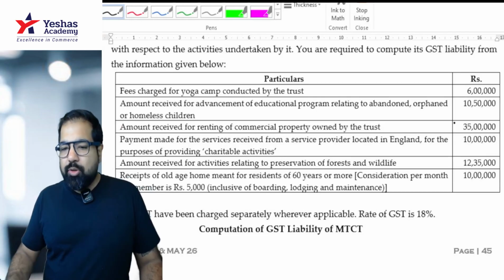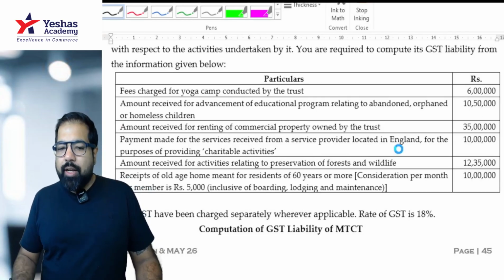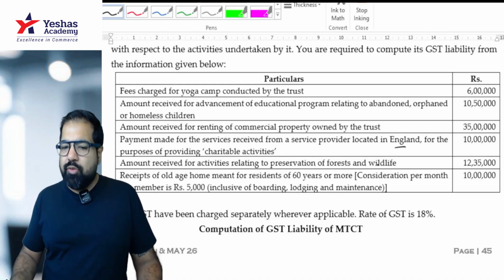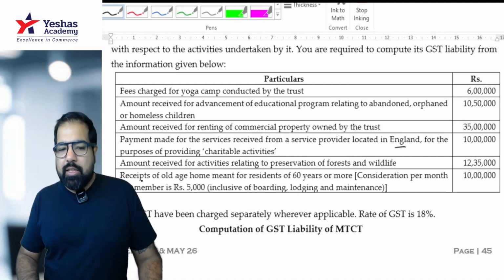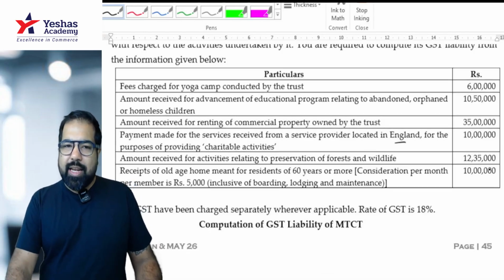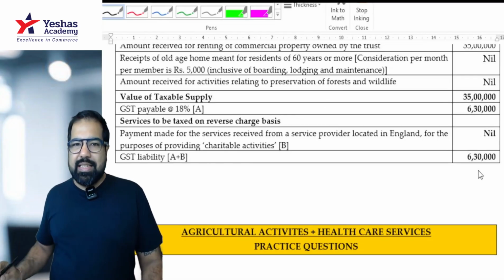Amount received for renting commercial property. This is taxable. Payment made for services received from service provider located in England for charitable activities. This is exempt. Amount received for activities linked to preservation of forest and wildlife. This is exempt. Receipts of old age home and per member is only 5,000 rupees. This is also exempt. So only one thing taxable, that is 35 lakh rupees. On that, GST is 18%, that is 6,30,000.